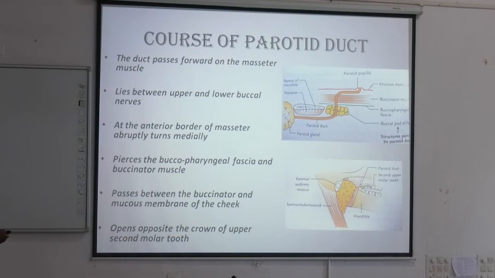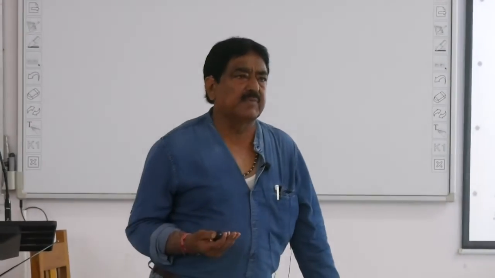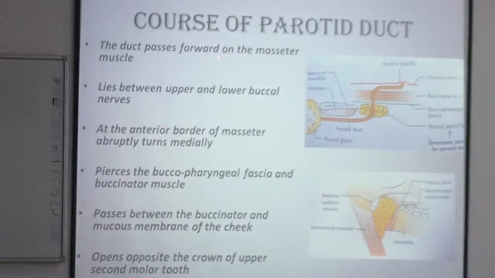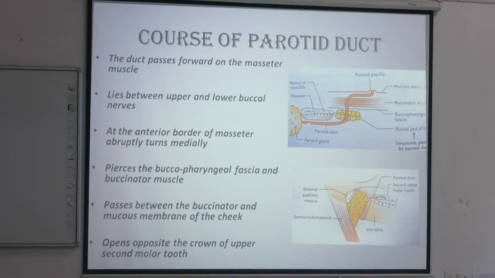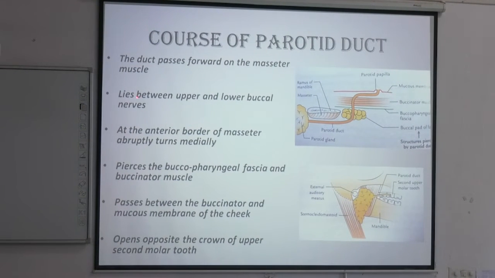Now, this is also the parotid duct. Describe the parotid duct, a short note. The duct passes forward on the masseter muscle and lies between the upper and lower buccal nerves.